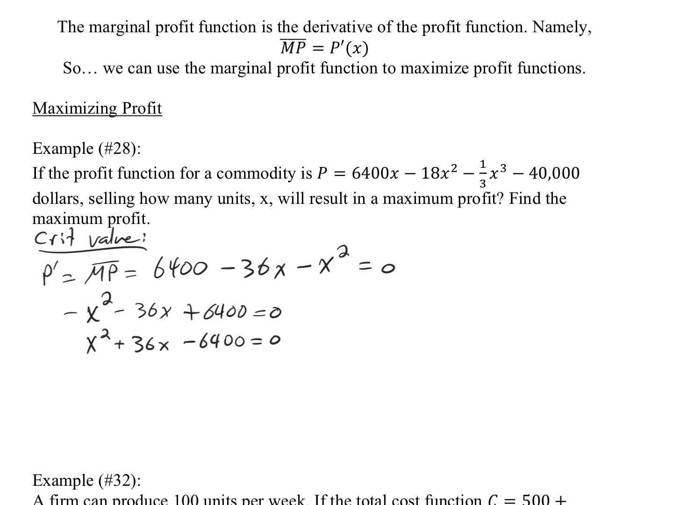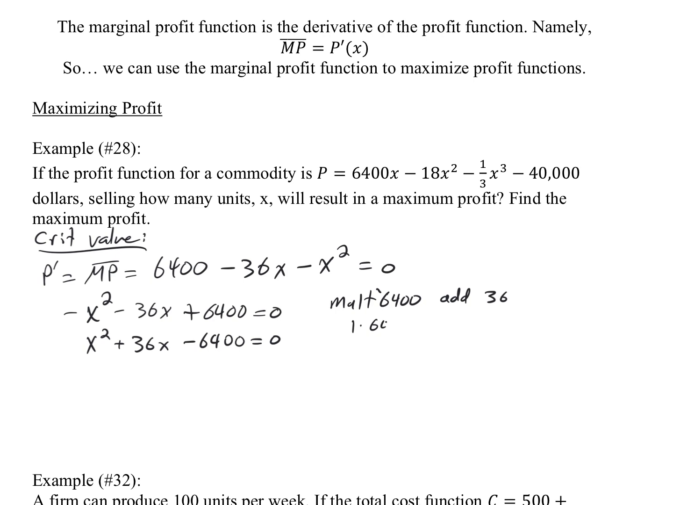And at this point, you need to solve this, so you either want to factor or use the quadratic formula. Let me see if I can quickly find something that multiplies to negative 6,400 and will also add to a positive 36.